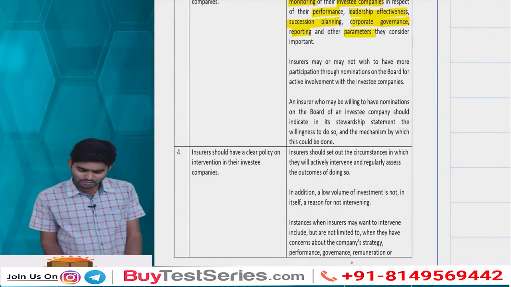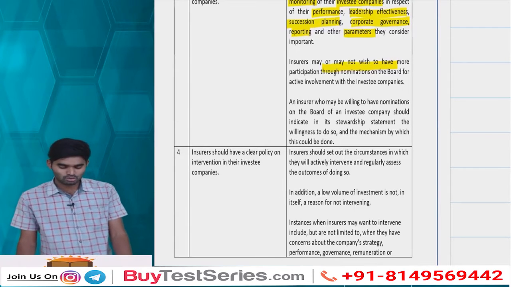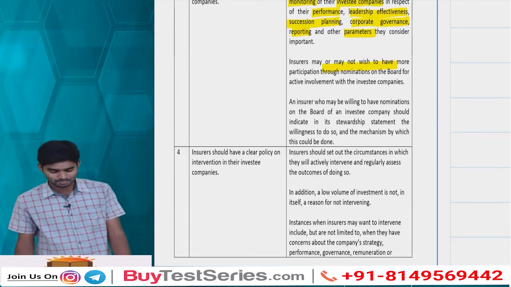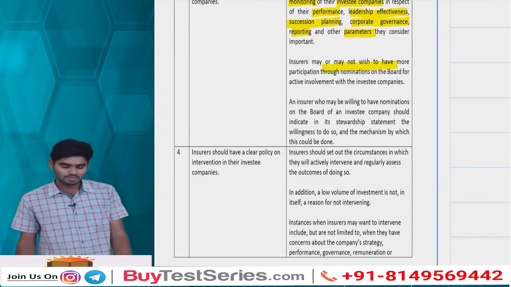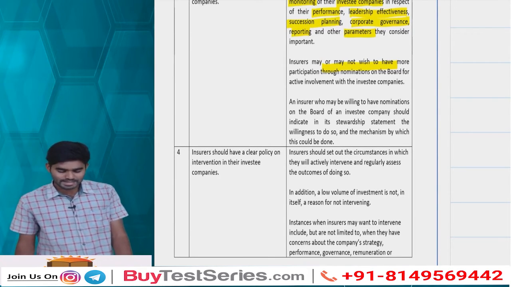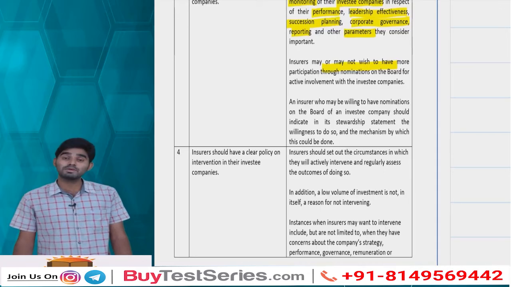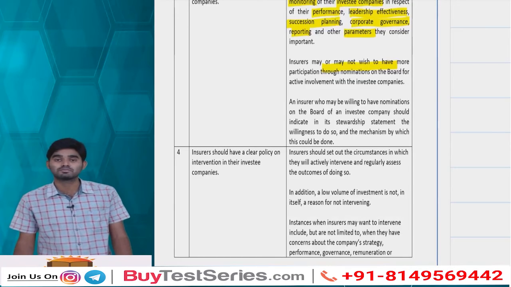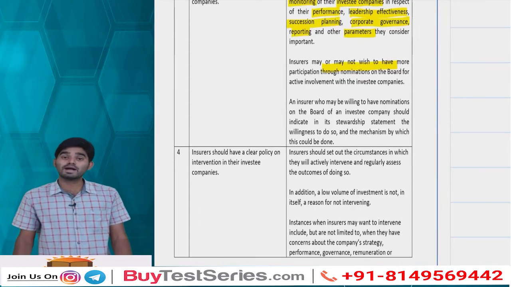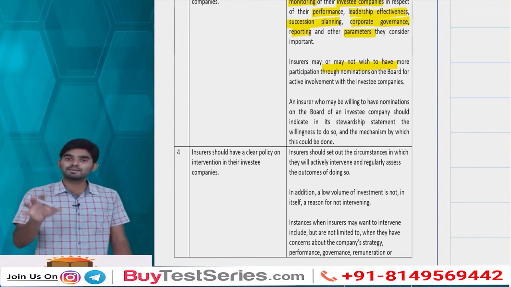Then insurers may or may not wish to have more participation through nominations on the board for active involvement with the investee companies. An insurer who may be willing to have nominations on the board of an investee company should indicate in its stewardship statement the willingness to do so and the mechanisms by which this could be done. A nomination on the board of the investee company by the insurance companies. Yes, you may provide such a clause in your policy.